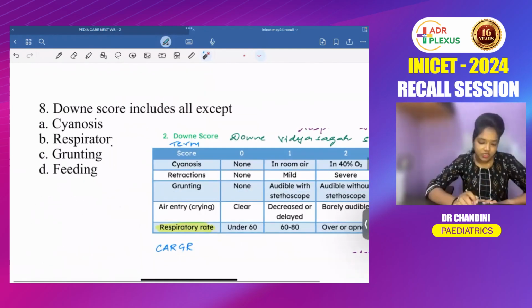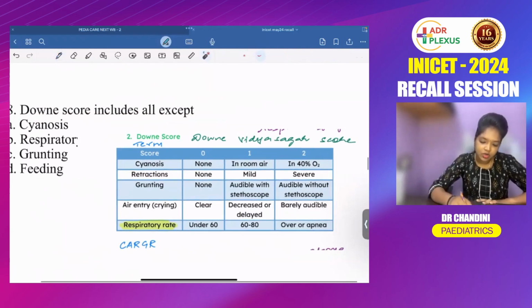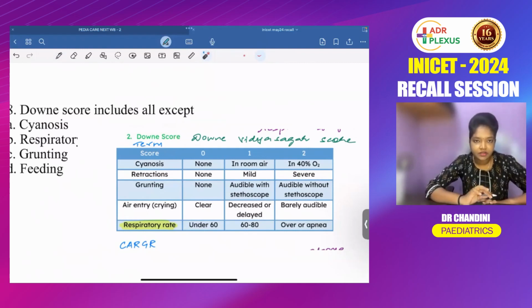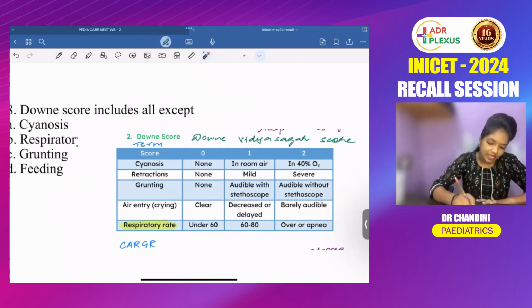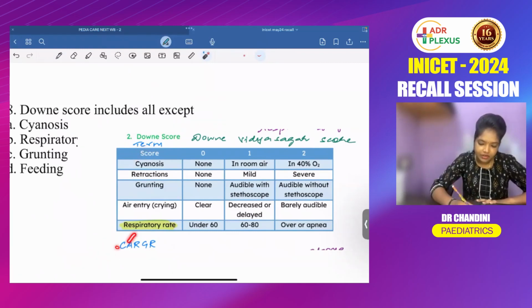So moving on to the next question. The next question was also a direct question from newborn. Downes score includes all except. So Downes score is actually the Downes-Vidyasagar score, which is used to assess respiratory distress. The mnemonic I have told in the class is CARGR. What is CARGR? Cyanosis, air entry, retractions, grunting, and respiratory rate.